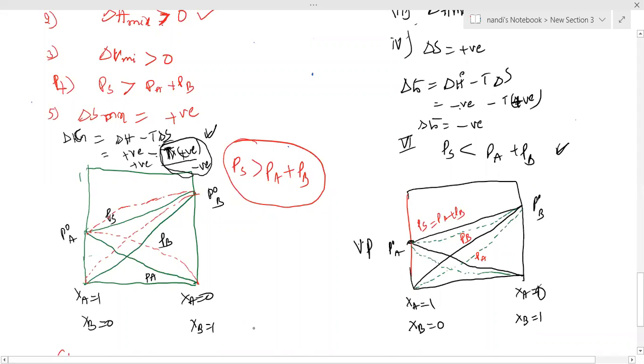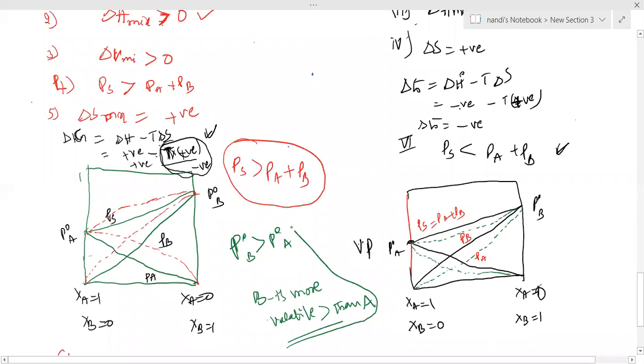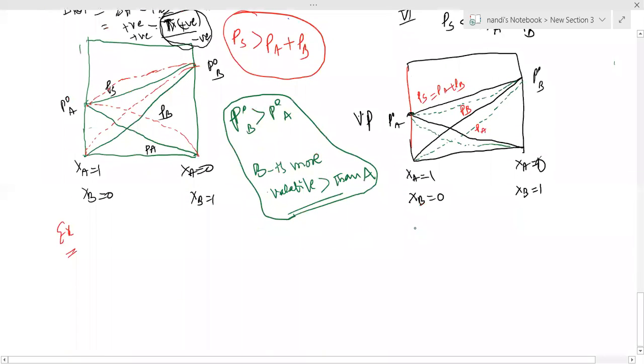You can assume all the cases. P naught B greater than P naught A means B is more volatile than A. Please keep in mind this word, sir. If P naught A is greater than P naught B, then A is more volatile. Understood? So examples you can try from the NCERT book, and tomorrow I will discuss examples also.